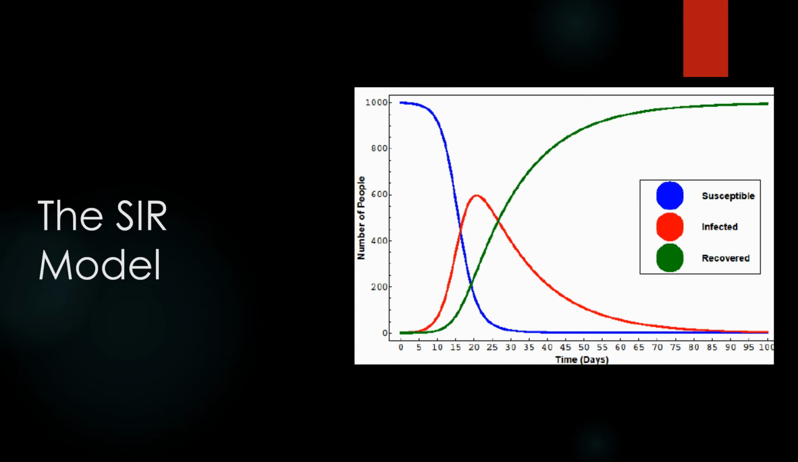Let's talk about the SIR model then. The SIR model stands for susceptible, infected, and recovered. The susceptible is modelled as S of t, where t represents time passed since the outbreak. There's also I of t and R of t.